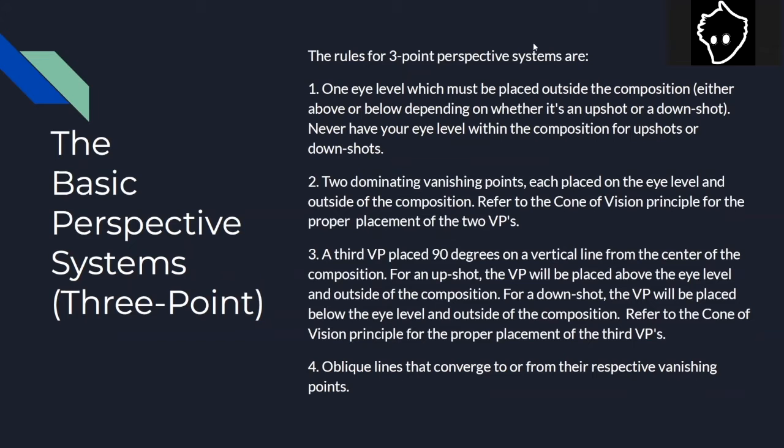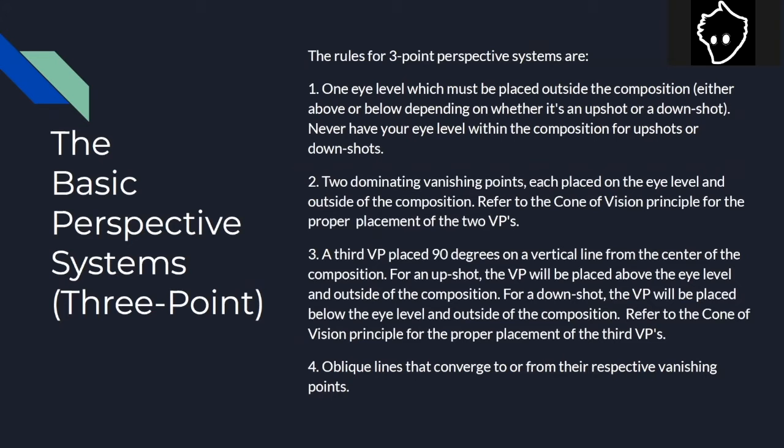So what you have here, there are 4 rules that constitute the concept of 3-point perspective. For the first rule, you have one eye level which must be placed outside the composition, either above or below, depending on whether it's an upshot or a downshot. Never have your eye level within the composition for upshots or downshots. The second rule constitutes 2 dominating vanishing points, which must be placed on each side of the eye level and outside of the composition.